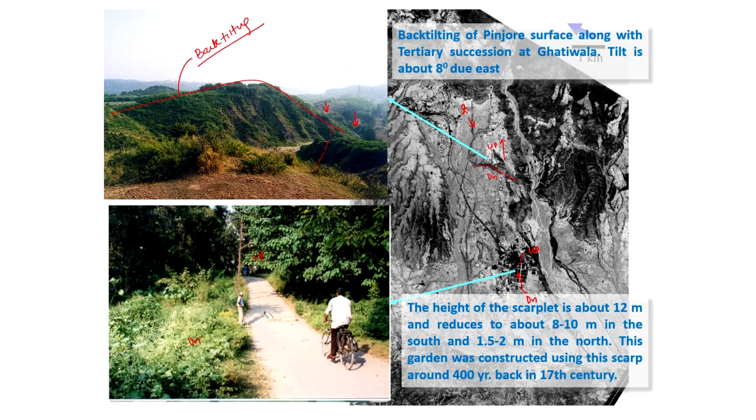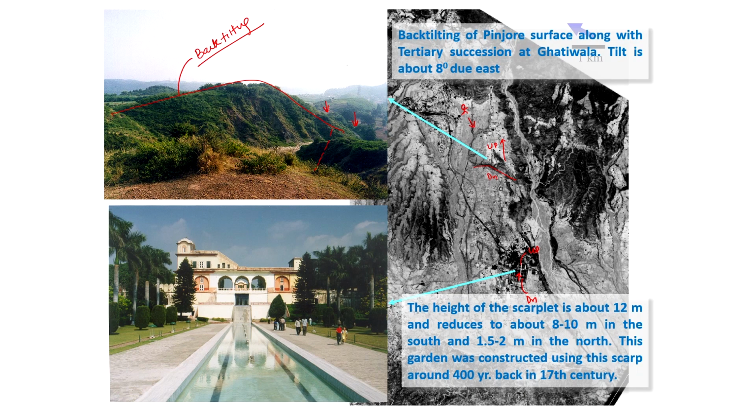Now this garden was constructed way back in the 17th century by the Mughals. Since then, there is no earthquake recorded on this fault. There was an earthquake in 1400 AD. So 1400 AD was probably the last event on this.